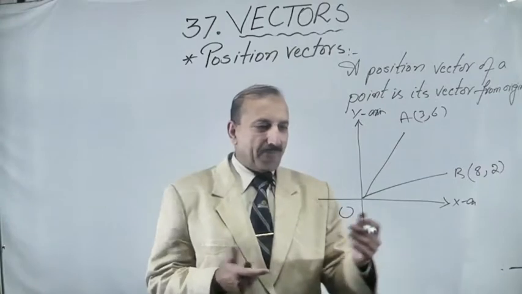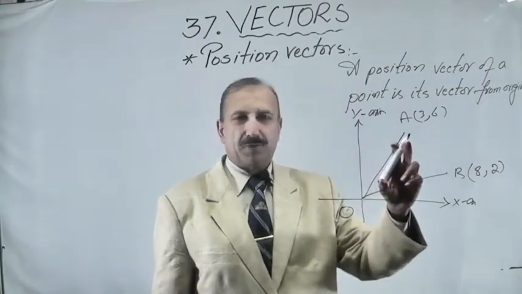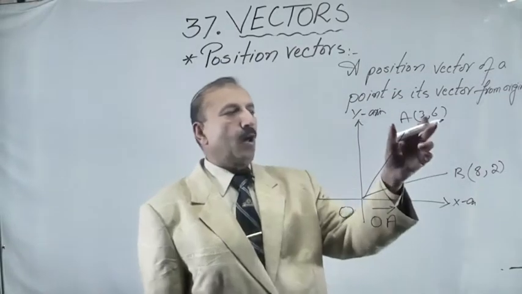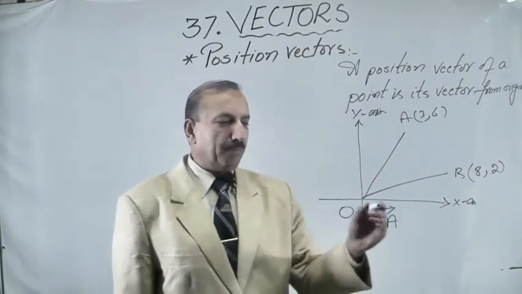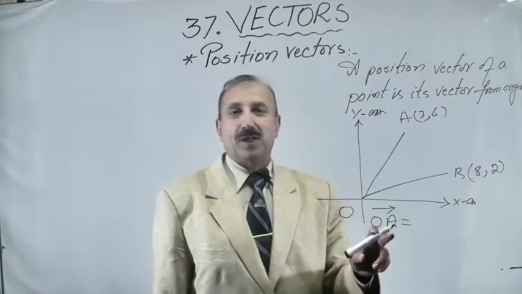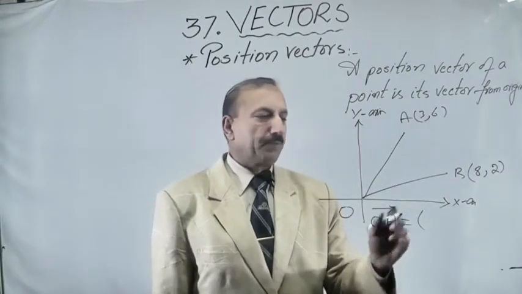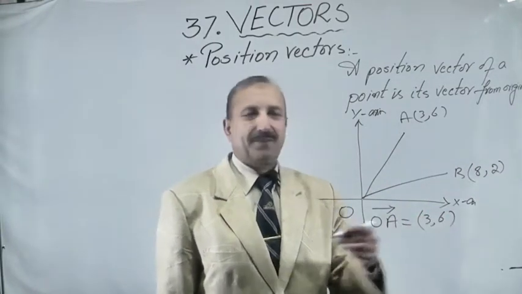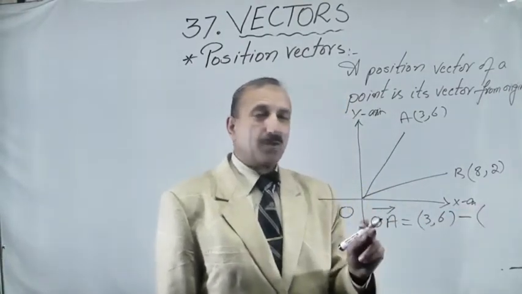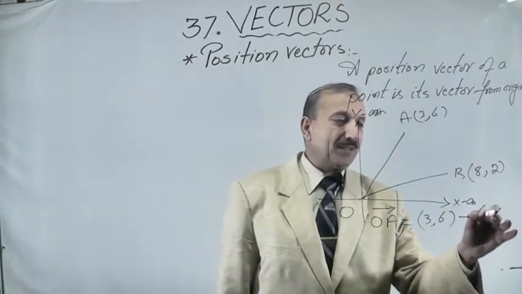My dear students, here is a simple and basic concept. If you want to find the position vector of OA, vector OA is the position vector of the point A, and the method of finding this vector is to write the coordinates of the final point, that's A. This is the final point, this is the beginning point. Write the coordinates of the final point, that is 3 and 6, first. Then always minus, write the coordinates of the starting point of the vector. And the starting point is the origin, that is 0 and 0.